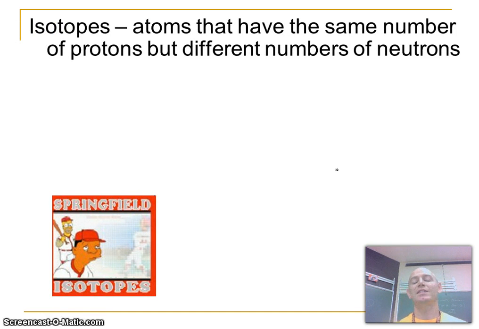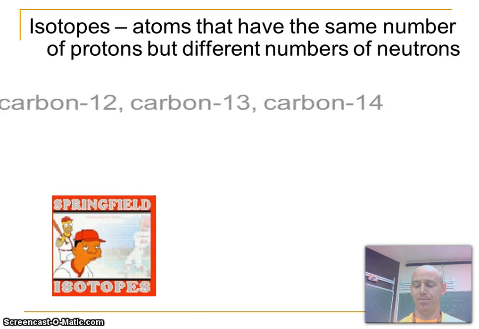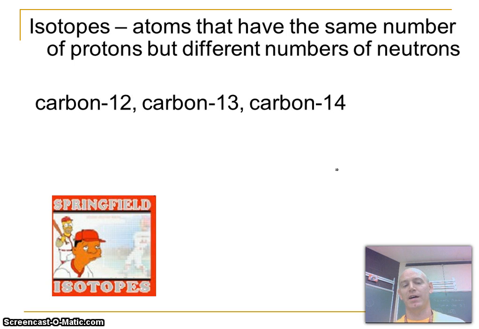Isotopes. Isotopes are atoms that have the same number of protons but different numbers of neutrons. And this is evident from isotopes like carbon-12, carbon-13, carbon-14. Again, it's carbon. So the atomic number of carbon is 6. So all of these are going to have 6 protons. 6 protons, 6 protons, 6 protons. The difference is when you find the number of neutrons.